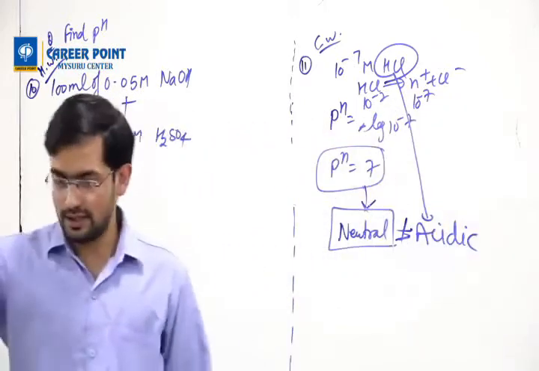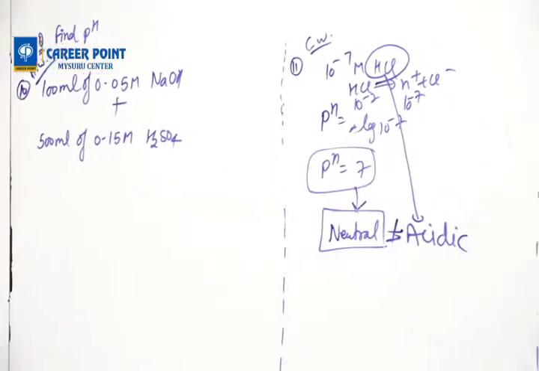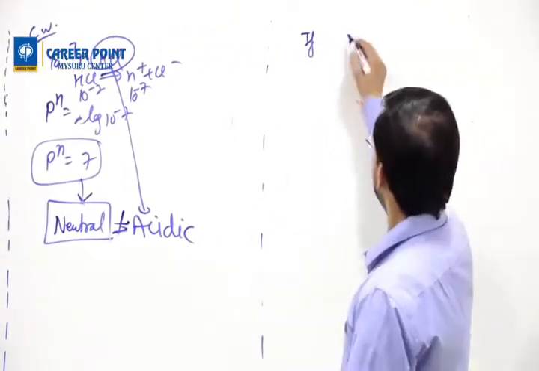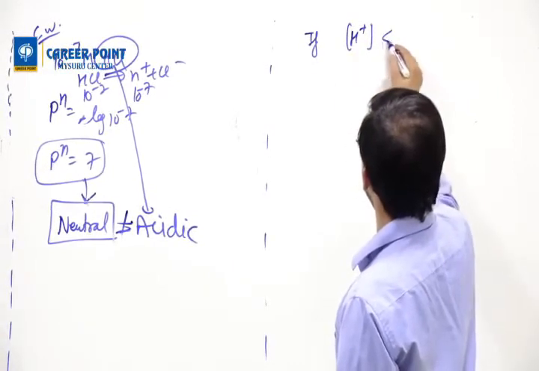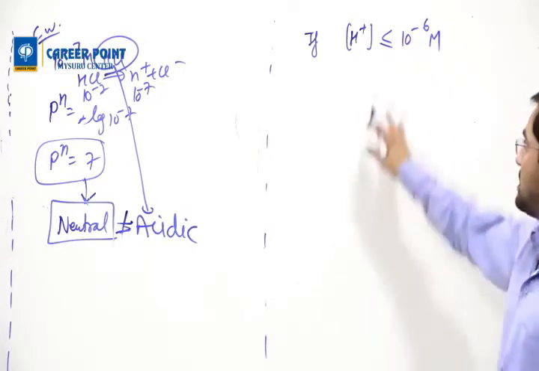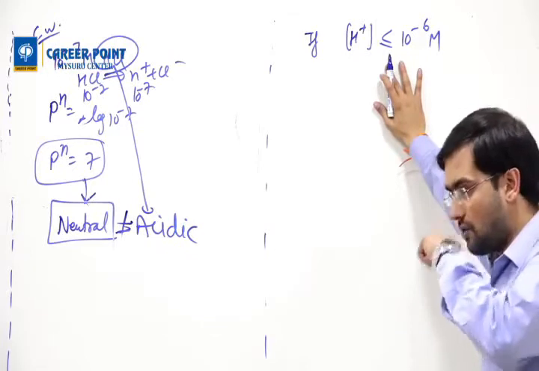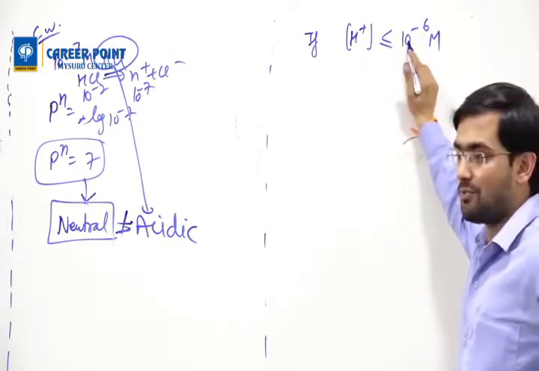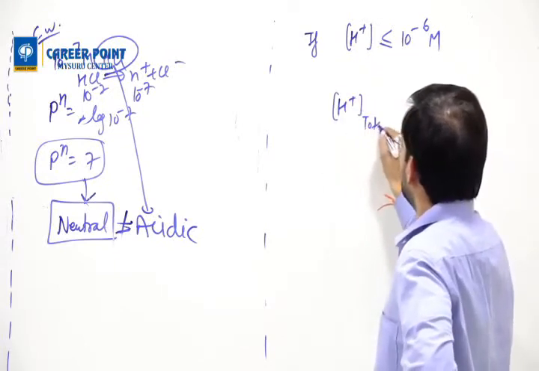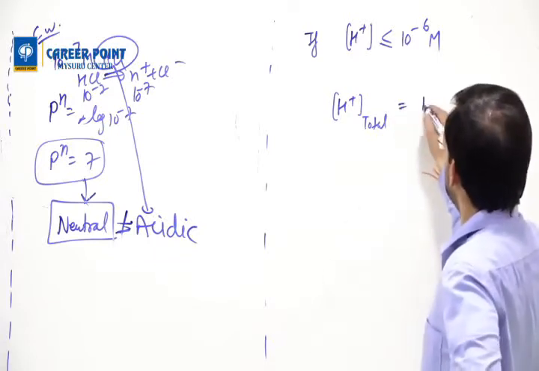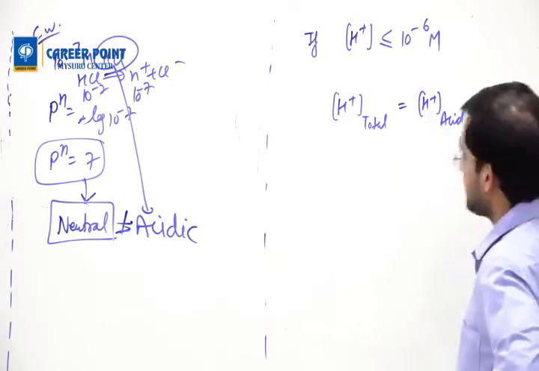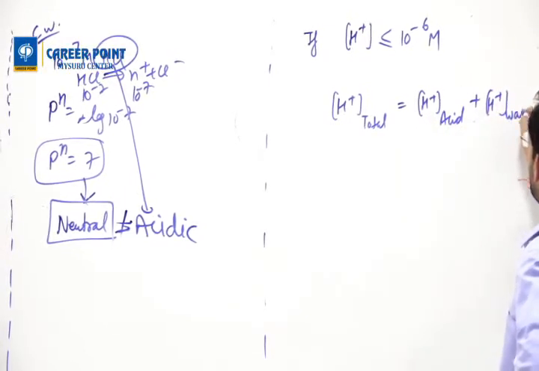So the concept, you understand very carefully. The concept goes like this. If H plus concentration is lesser than or equal to 10 power minus 6 molar, then H plus total is equal to H plus coming from acid plus H plus coming from water.